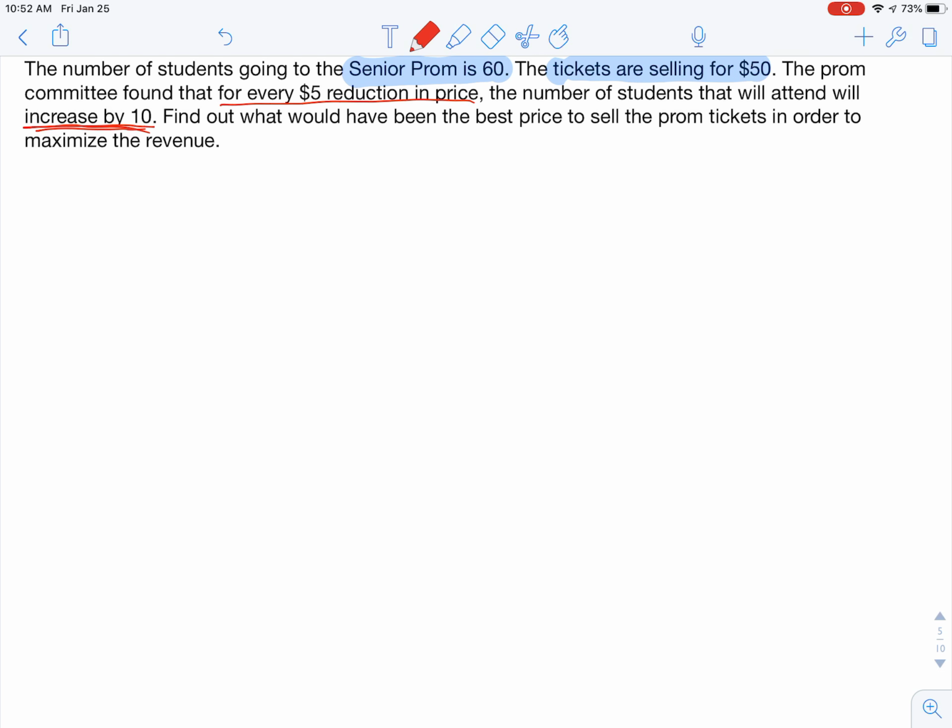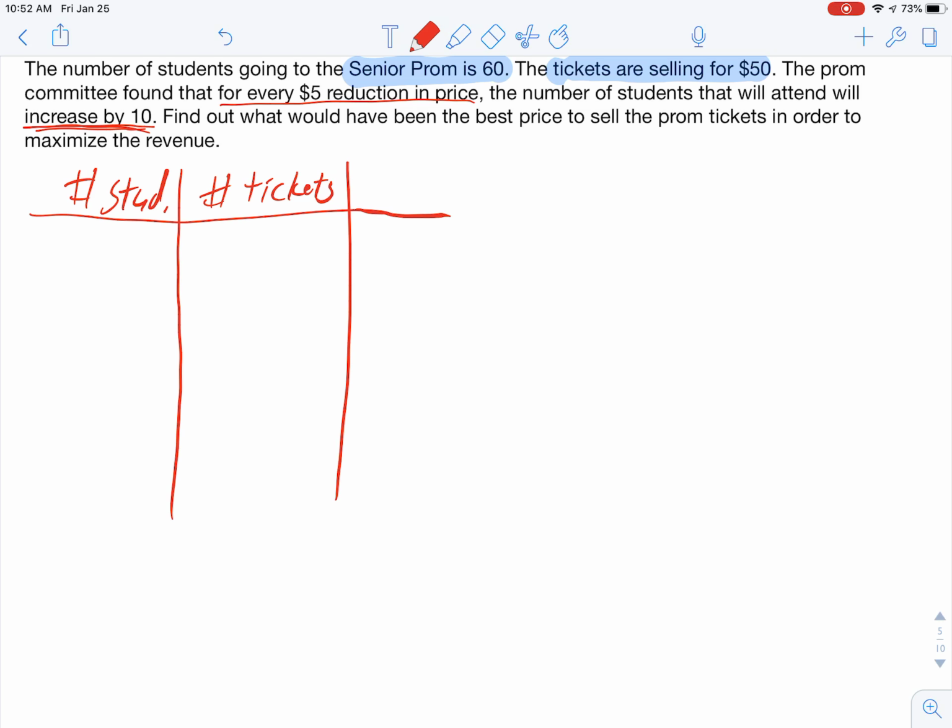So I'm going to make a table to see the number of students and the ticket price. By the way, what I'm showing you right now is not what I actually want you to do when you solve this. I'm trying to help you see how the algebra we're about to do will make sense. So I'll show you in a minute how to do this without it.